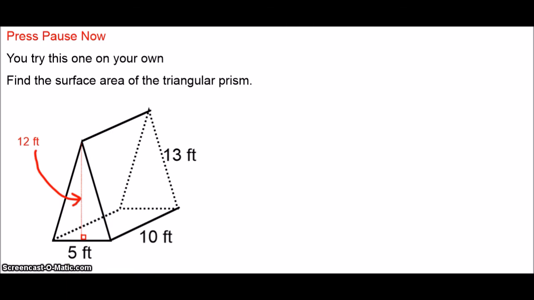Okay, we're going to find the surface area of one more right triangular prism this time. I'd like you to do this one on your own first. So go ahead and press pause now, draw the picture, find the surface area, and then you can check back in to see if you were correct.